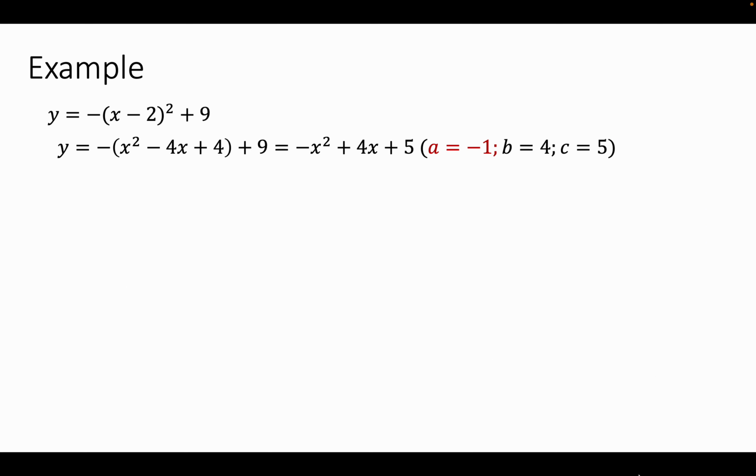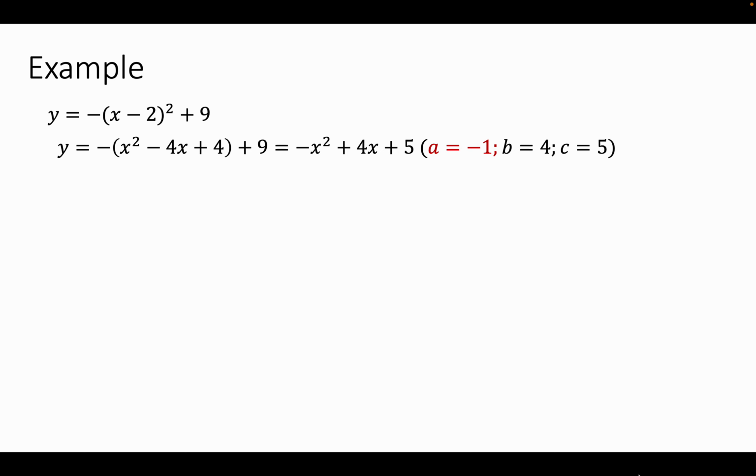The next example has y equals negative (x minus 2) squared plus 9. If we expand this, we will get y equals negative (x squared minus 4x plus 4) plus 9, which equals negative x squared plus 4x plus 5.